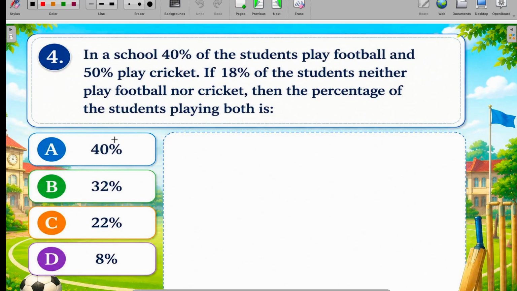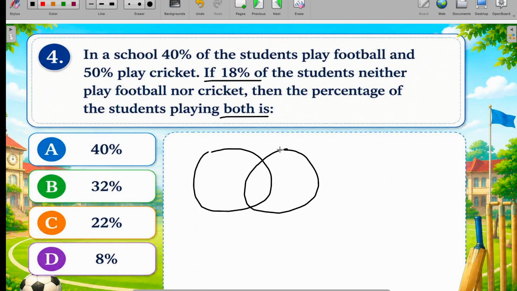Just let me know, and afterwards I'll tell you. Next, in a school, 40 percentage of the students play football and 50 percentage play cricket. 18% of the students neither play football nor cricket. Then find the percent of students playing both. This question is a Venn diagram concept. You can use the A union B concept also, or this is the method.